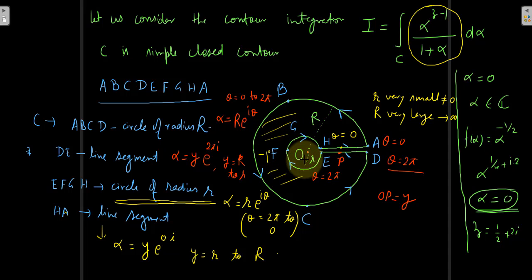Because the inner circle is very small and the outer circle is very large, it contains just about everything except the origin, right? So let me proceed further. Now let us move to the next slide.